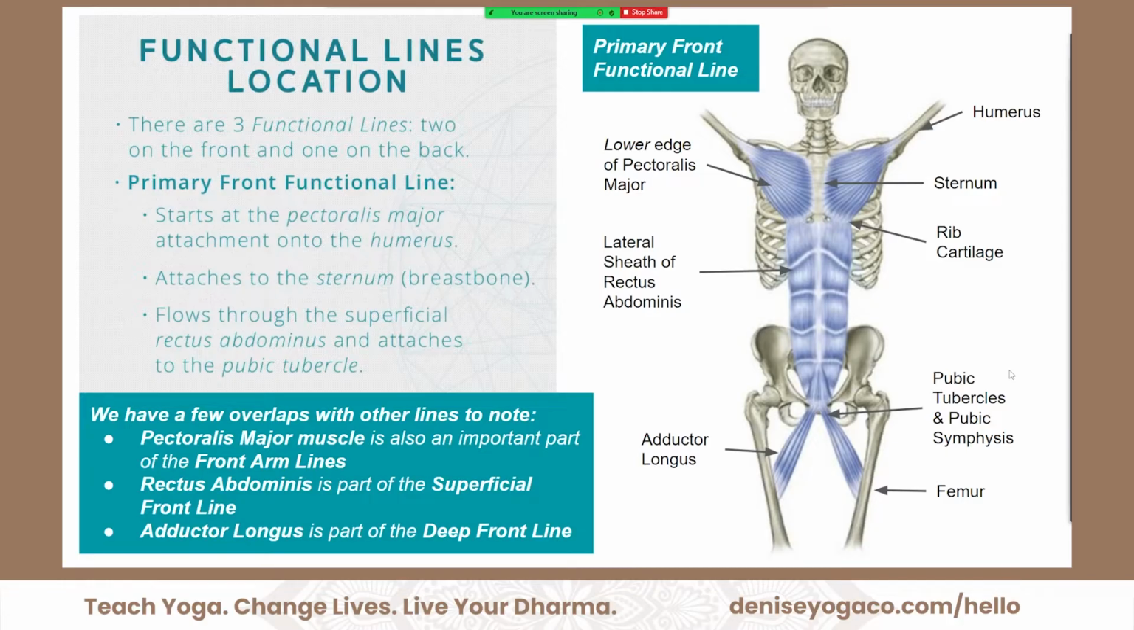Now, altogether, there's three, two on the front, one on the back. And this primary one that we'll look at first on the front side starts with the lower edge of pectoralis major. So that's your big chest muscle. And if you look at pec major, we have a few muscles like that. You're going to see them on the back side too. It's kind of spread out, right?